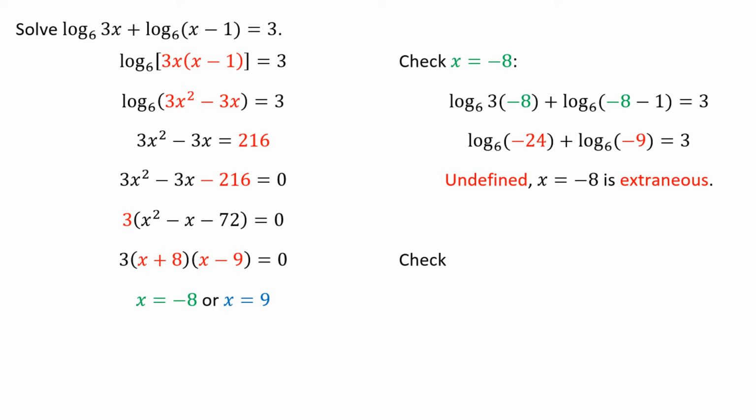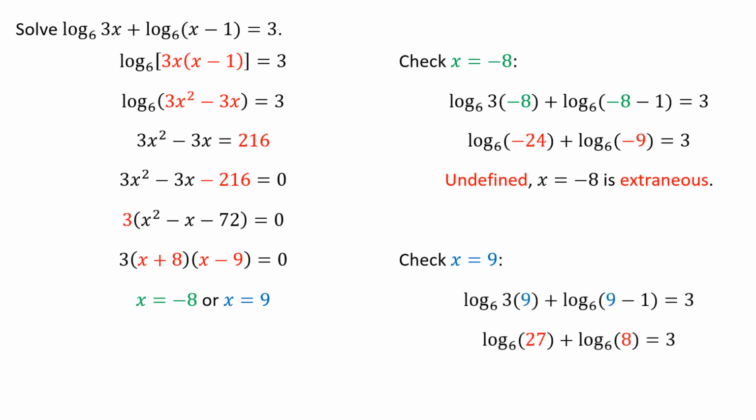What about 9? Does 9 work? If we plug in a 9, we'll be looking at the log base 6 of 27 plus the log base 6 of 8, all equaling 3. If we multiply 27 times 8, we'll get the log base 6 of 216 equals 3. And if it's easier to think of this in terms of exponentials, that's saying that 6 cubed equals 216. That's a true statement. 9 works. -8 is extraneous.